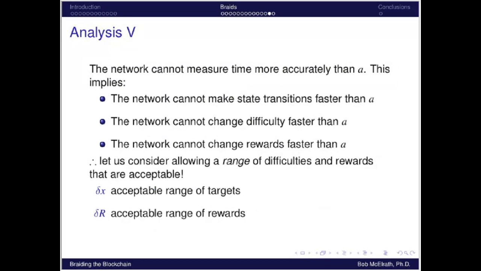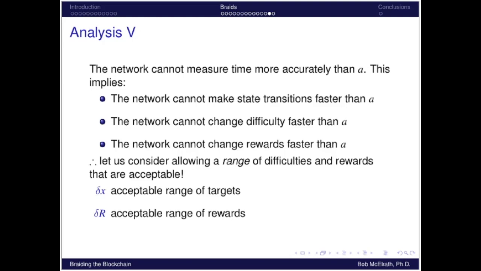Another point is that the network cannot measure time more accurately than A. That's fundamentally what's going on here. The network is asynchronous and it has a certain size, and fundamentally, it can't come to consensus faster than roughly the size in time of the network. This implies that it can't make state transitions faster than A, meaning it can't change difficulty faster than A. If one side of the network changes difficulty, and then 4.79 seconds later, the other side of the network hears about it, that's 4.79 seconds where somebody may have produced an invalid block with respect to this change. The network also can't change its reward function faster than A.